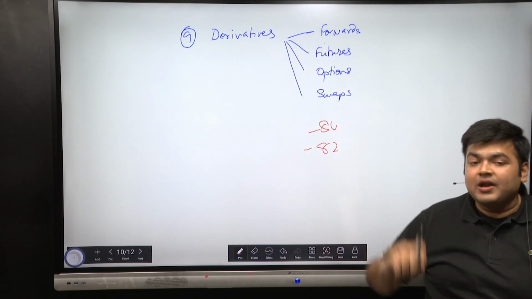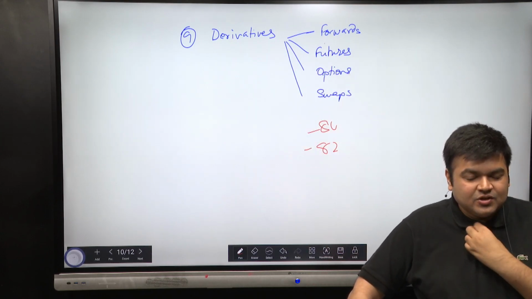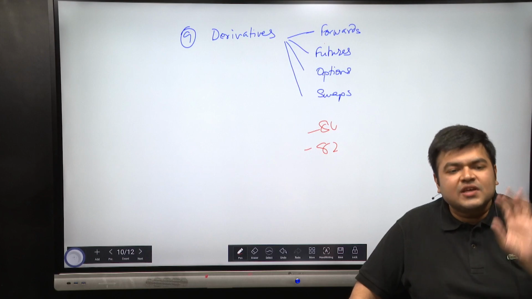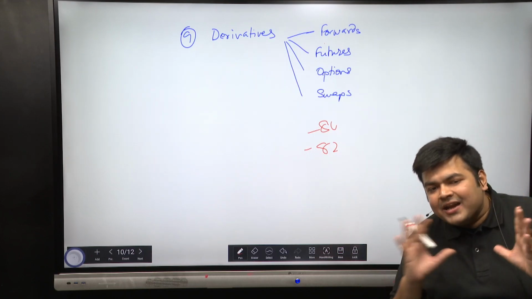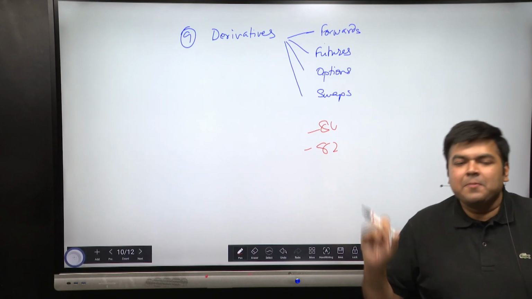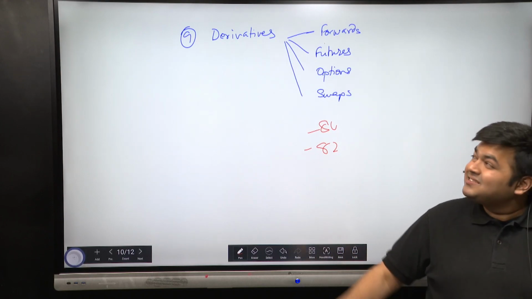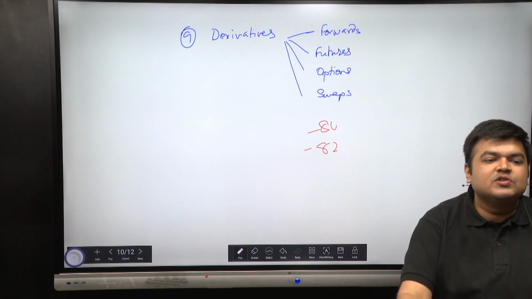That is a forward contract, right? So I will fix the rate today so that there is no risk in future. There is no fluctuation in future. So all the risk management that we do is primarily by using something called derivatives. Extremely interesting: forwards, futures, options, swaps.